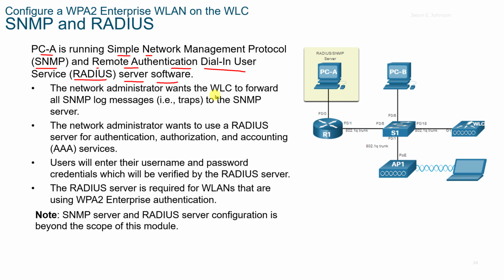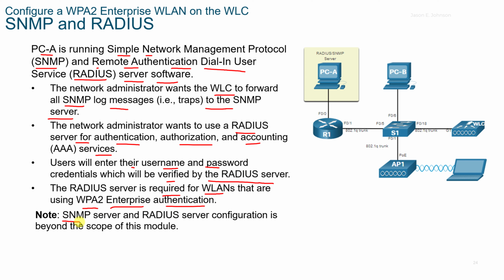And the network administrator wants the controller to forward all of the SNMP log messages to the SNMP server. And so the administrator wants to use RADIUS for authentication, authorization, and accounting, and users will enter their username and password credentials that will be verified by the RADIUS server. And then the RADIUS server is required for wireless LANs that are using WPA2 Enterprise authentication.